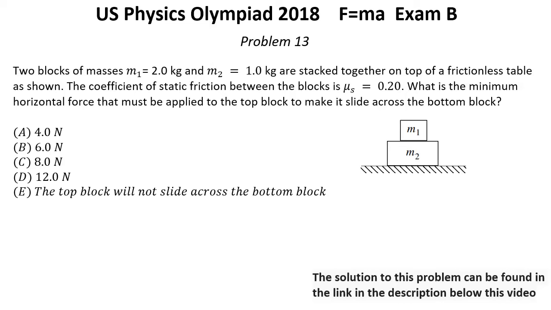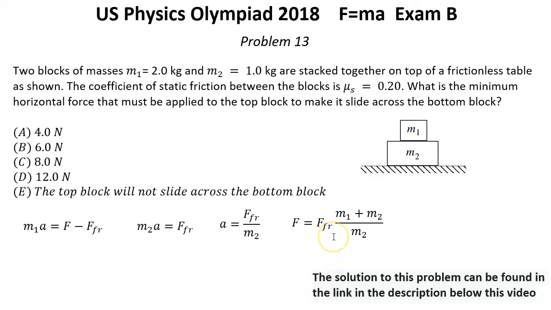Let's write equations of motion for the top and the bottom blocks. For the top block we have mass m1 multiplied by acceleration a equal force F minus force of friction. For the bottom block we have m2a equal force of friction. It means that acceleration equals force of friction divided by m2. From here we can find what force F is. Force F equals force of friction multiplied by (m1 plus m2) over m2.